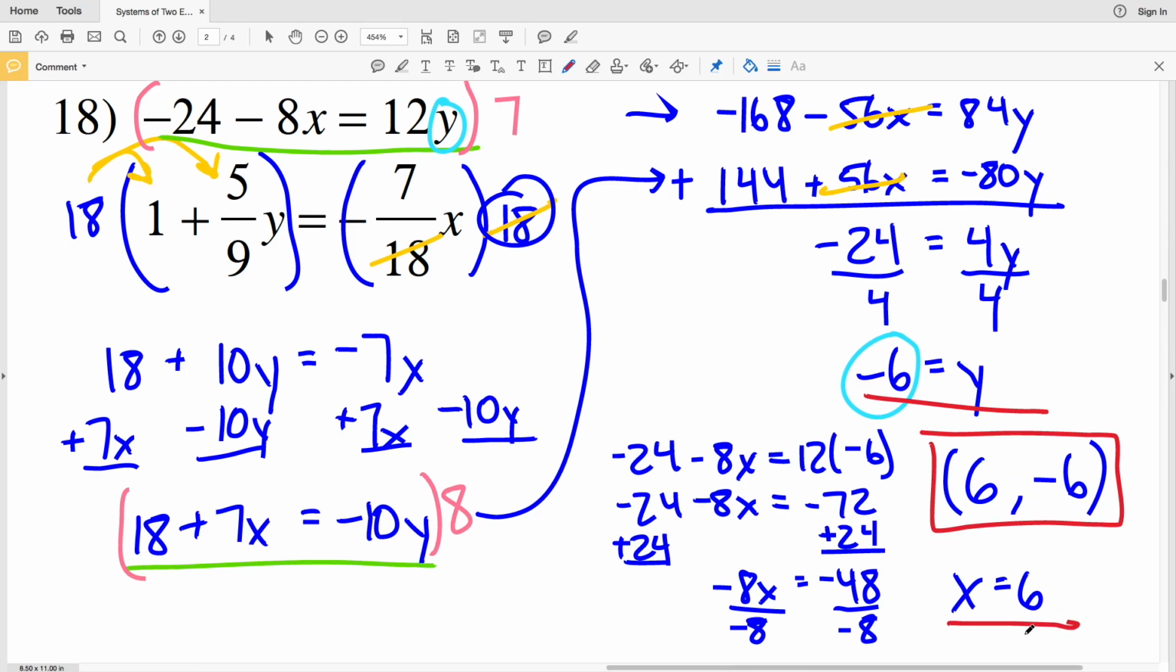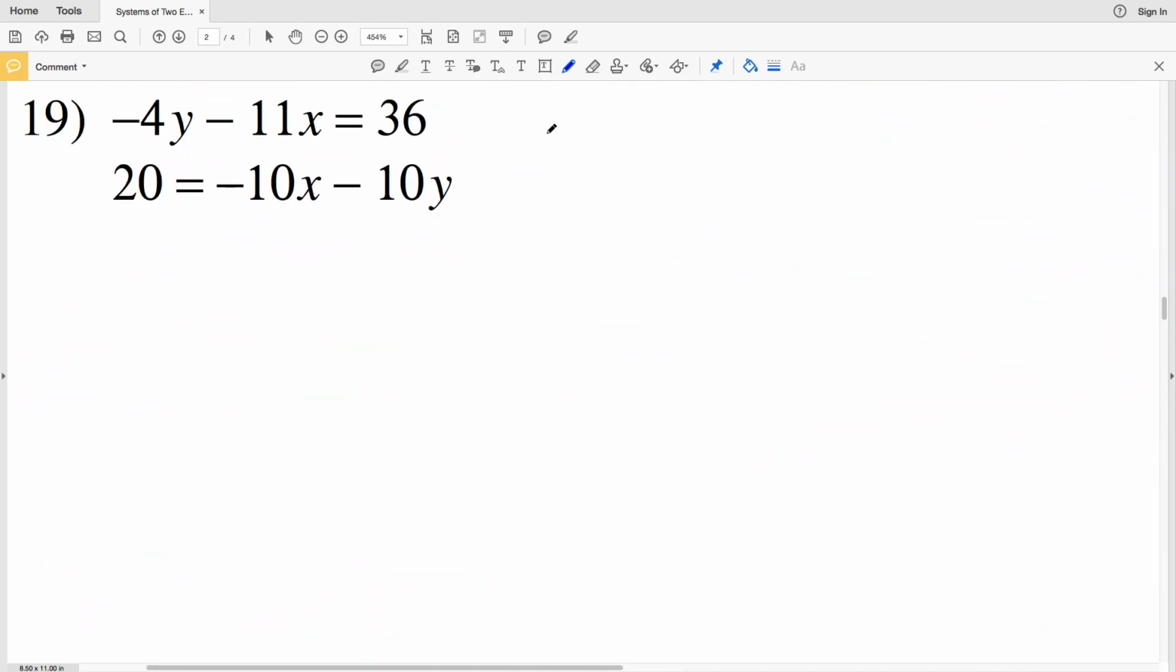Let's continue on to number 19. Now there's many different ways to do number 19, and I'm going to start by simplifying this bottom equation. If I divide everything by 10, so dividing the left-hand side by 10 and the right-hand side by 10, 20 divided by 10 is 2, and that's going to be equal to negative 10 divided by 10, which is negative 1, so negative x, minus 10 divided by 10, which is 1, and 1 times y is y.